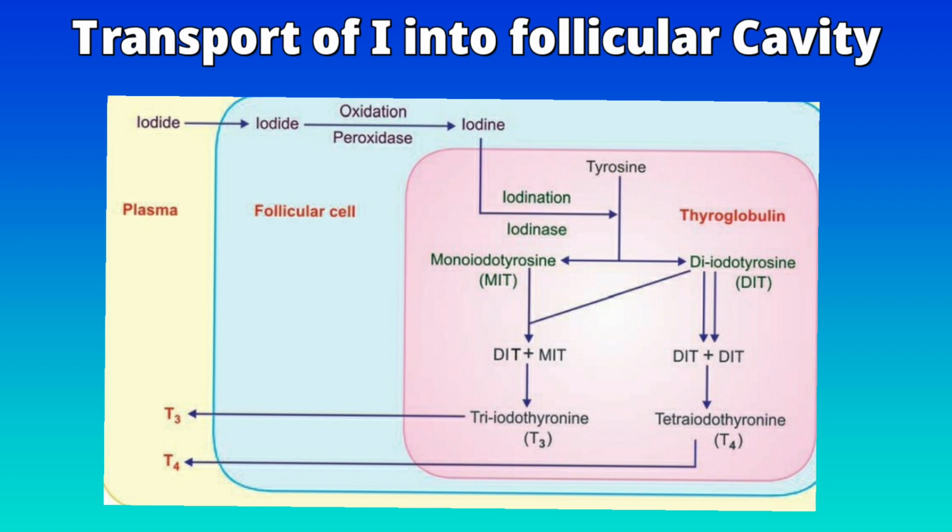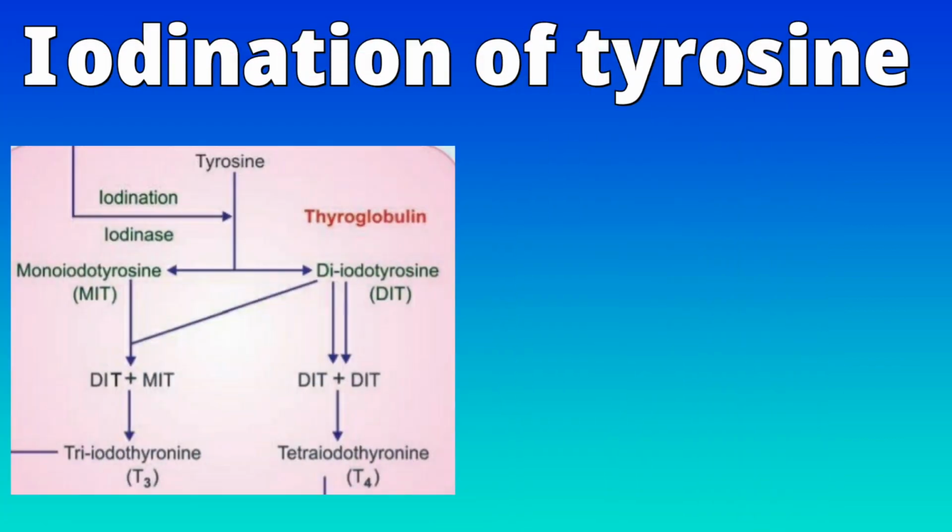Now the fourth stage is transport of iodine into follicular cavity. From the follicular cells, iodine is transported into follicular cavity by an iodide chloride pump, which is also called as pendrin. Now the fifth stage is iodination of tyrosine. Combination of iodine with tyrosine is known as iodination. It takes place in thyroglobulin.